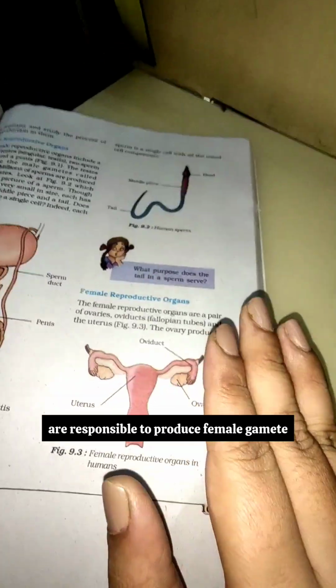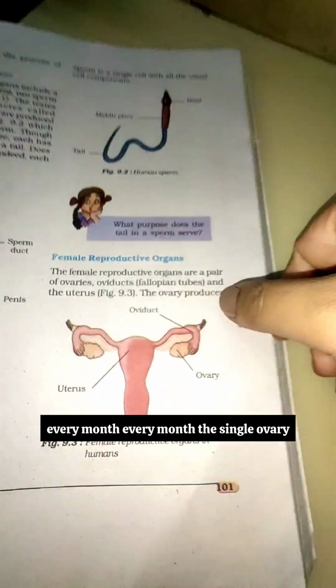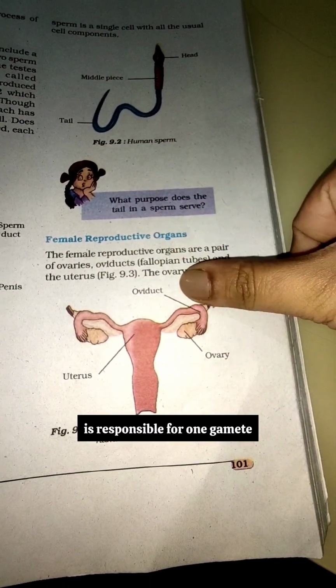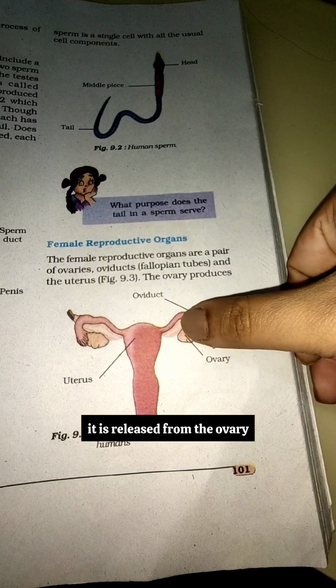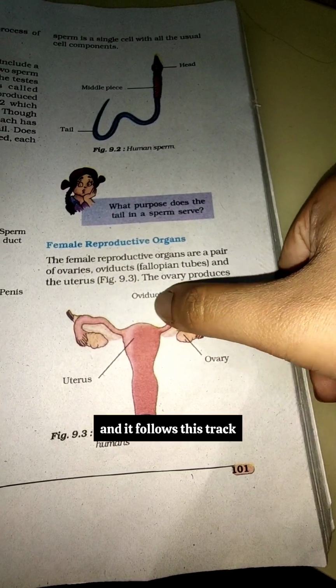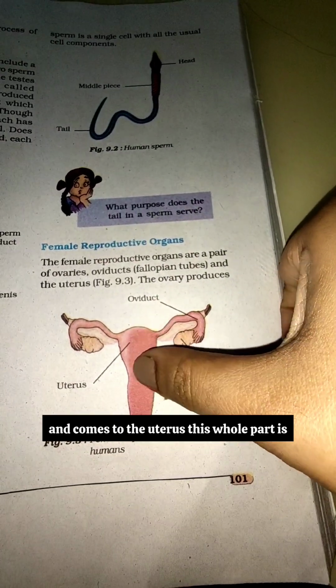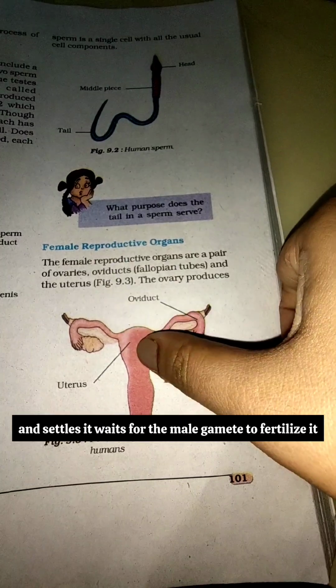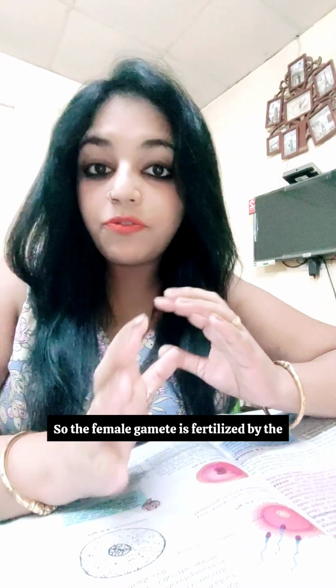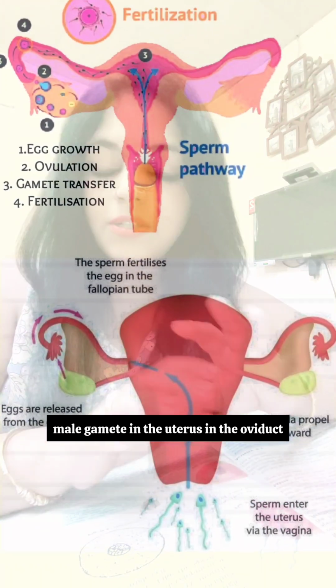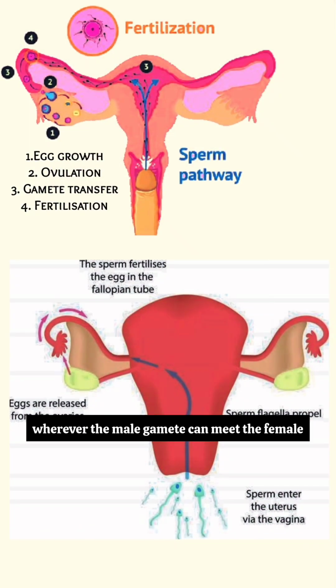They are responsible for producing the female gamete every month. Every month a single ovary is responsible for one gamete, and then the other one. Every time the gamete is released from the ovary, it follows this track and comes to the uterus. This whole part is the uterus. So here it comes and settles, and it waits for the male gamete to fertilize it. Wherever the male gamete can meet the female gamete, fertilization takes place over there.